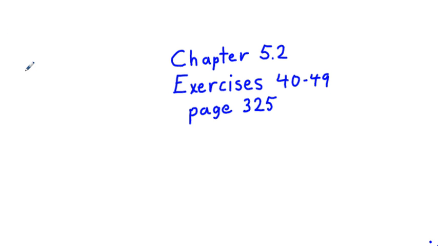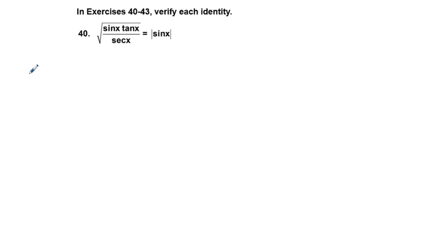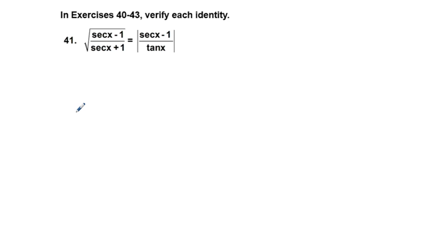Chapter 5.2 exercises 40 through 49. This section 5.2 has to do with verifying trigonometric identities. And we're going to go over the odd number problems here.